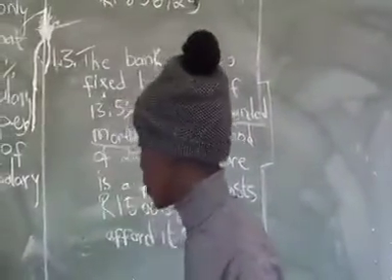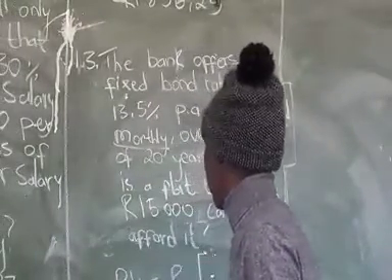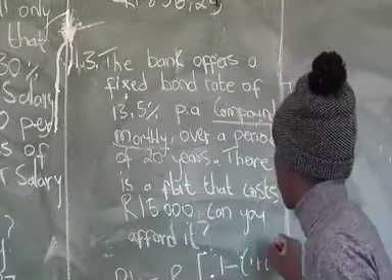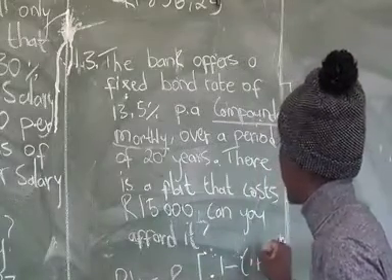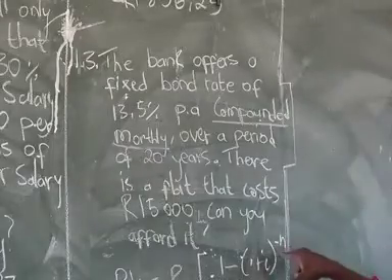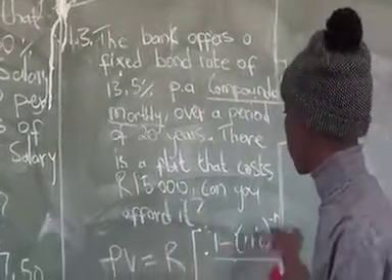Present value formula, remember: present value is equal to R times 1 minus (1 plus i) to the power negative n, over i. Please let's clarify: the negative is very important, because if you do not put the negative, your answer is not going to be the same as when you put it. So you must be careful with this.